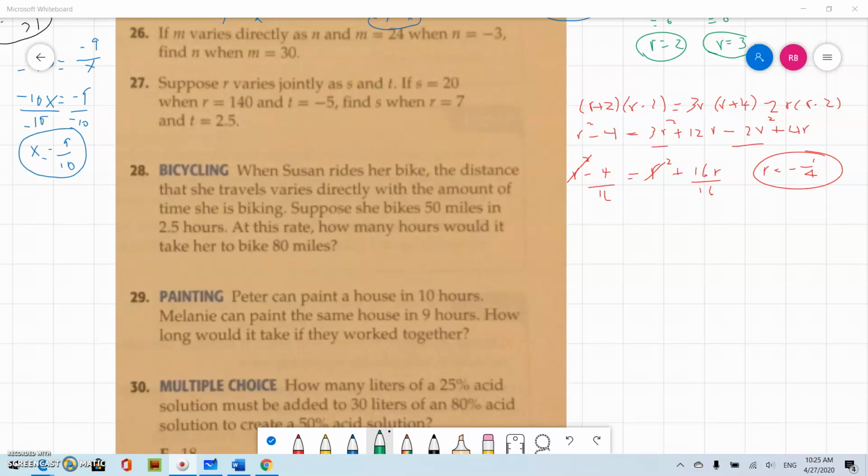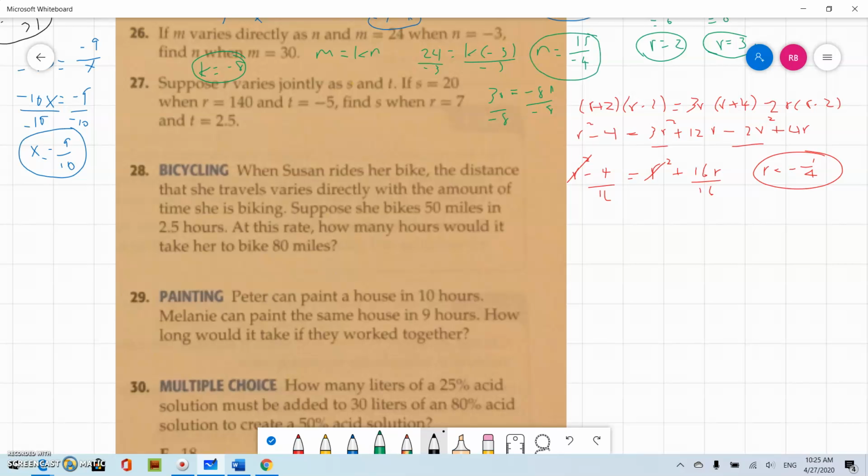Okay, number 26. M varies directly as n, so that's m equals kn, right? Directly means they're all the same. M is 24. I don't know what k is, but n is negative 3. So k is found by dividing by negative 3. So k is negative 8. Then I want you to find n when m is 30. So we just divide both sides by negative 8. Then n is 15 over negative 4, and you can leave it as a fraction.